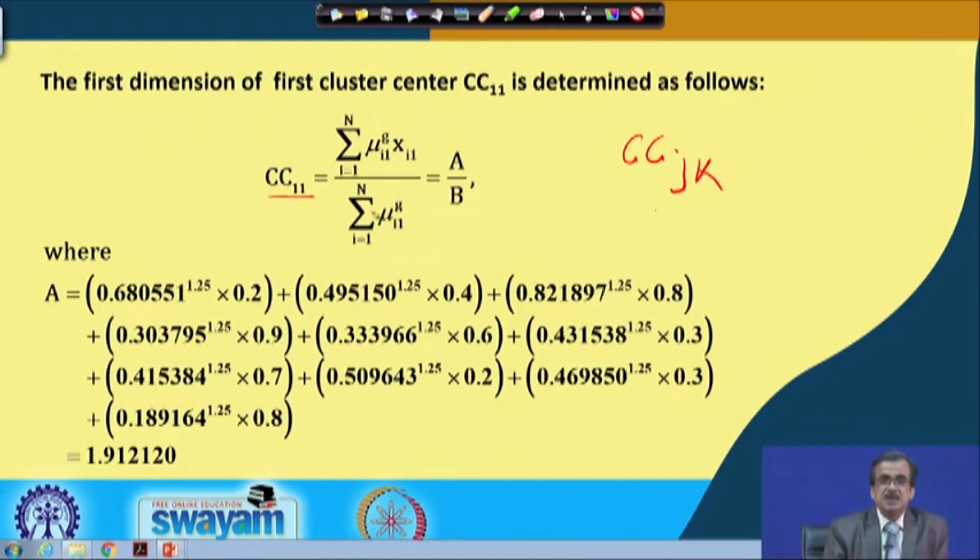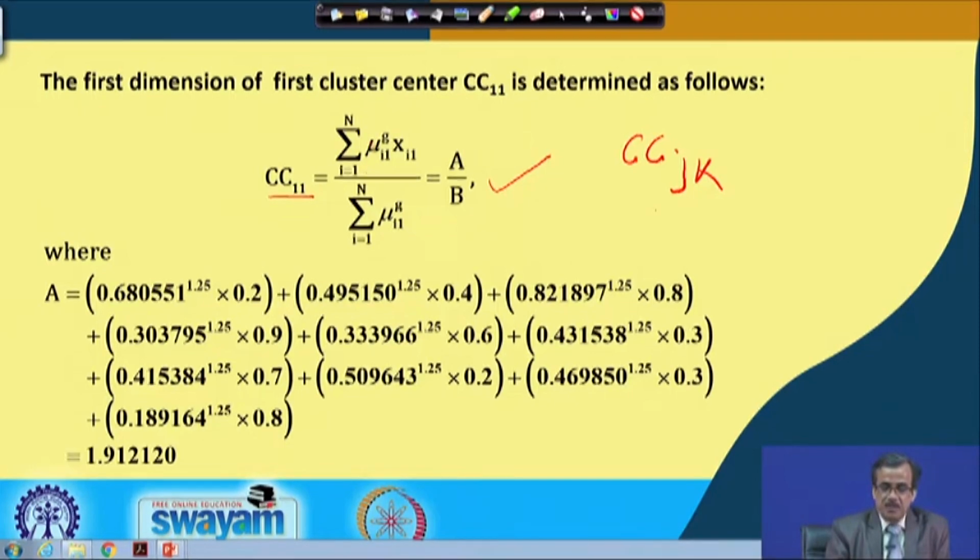Now, how to do it? The same formula which I have derived: summation i equals 1 to n, mu i1 raised to the power g multiplied by x i1, divided by summation i equals 1 to n, mu i1 raised to the power g. I am assuming that it is A divided by B. Now, let us see how to determine A and B. To calculate A, you concentrate here: mu i1 raised to the power g, and i varies from 1 to n. N is the total number of data points.